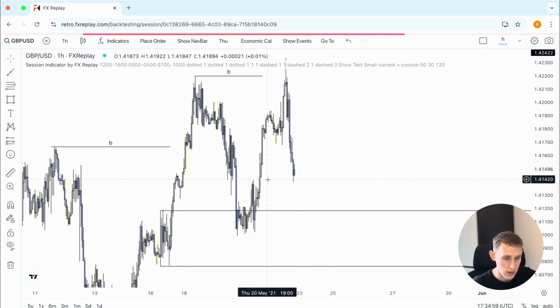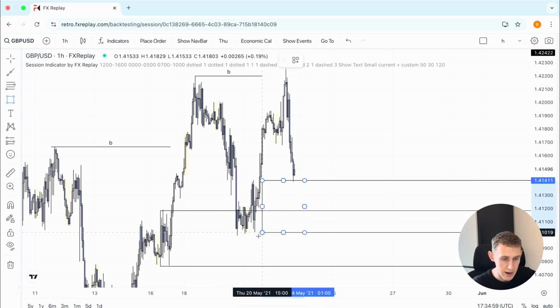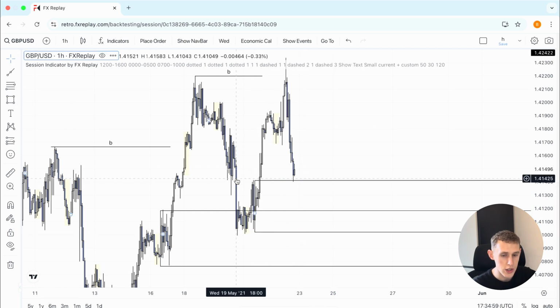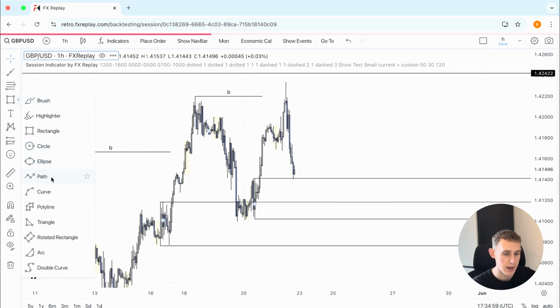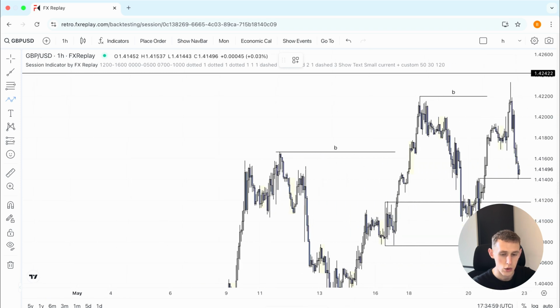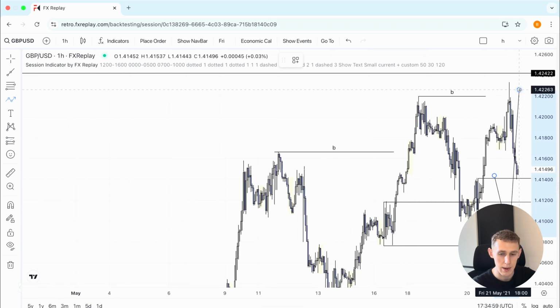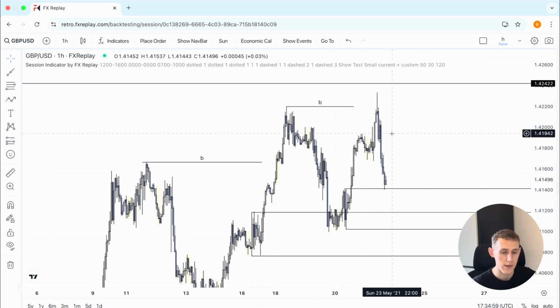which, you know, you have actually got this zone, which is a previous area of demand. So two scenarios I'm looking at here. Either we see buys from this demand, or we see a sweep of it like this. That would also be a valid scenario. And then we can look to buy up to target that previous high.